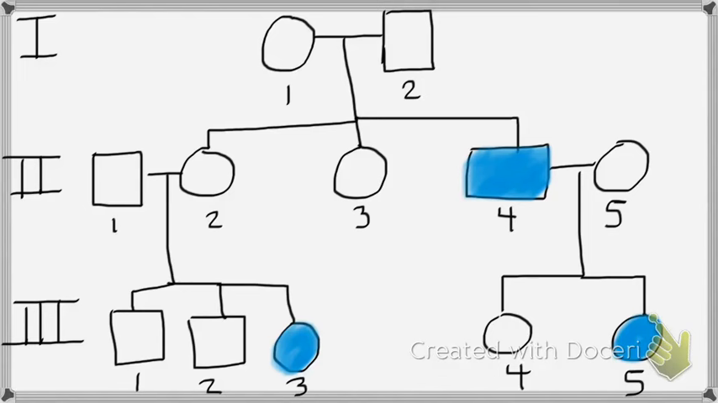The first parent is generation one, individual one, the original mom. What's her genotype? Nope, it's not X-linked, it's autosomal. Big A, little A. And how about who she's mating with, her husband, generation one, individual two? Same thing.